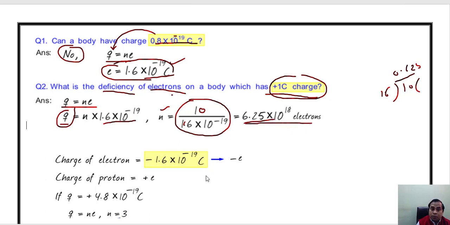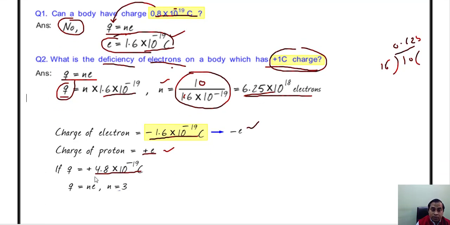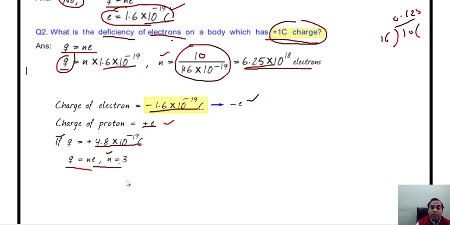Okay, so now remember the charge of an electron is this much, exactly negative. The charge on a proton is exactly the same, but positive. Electrons are negatively charged, protons are positively charged. Now in case charge is equal to this much, how many electrons have positive charges extra? So follow the relation Q equal to N into E. This time Q is equal to this much. We have to find the value of N, so N will come equal to 3. Okay, that's it.